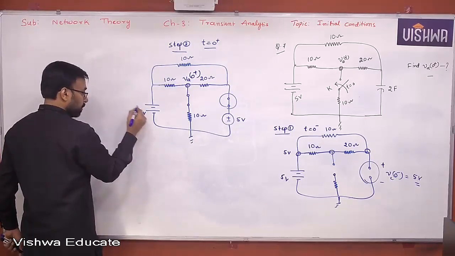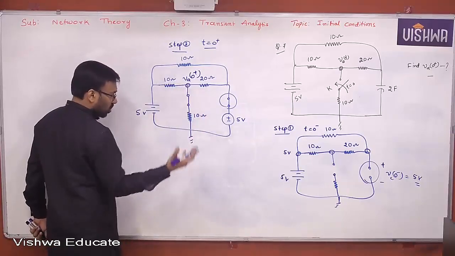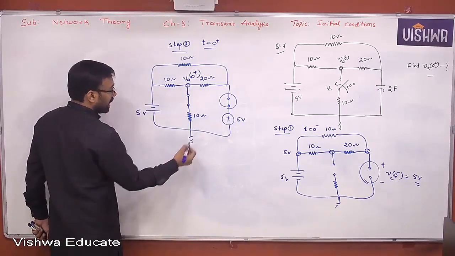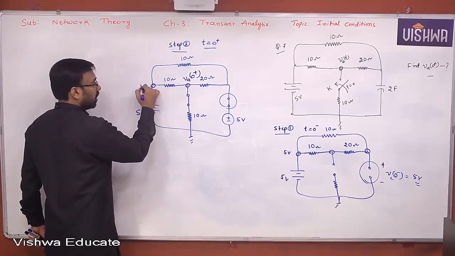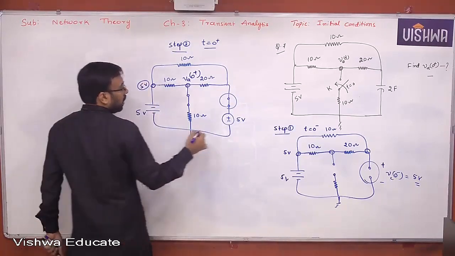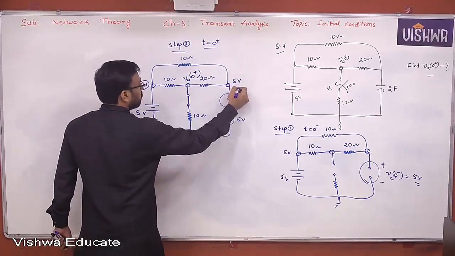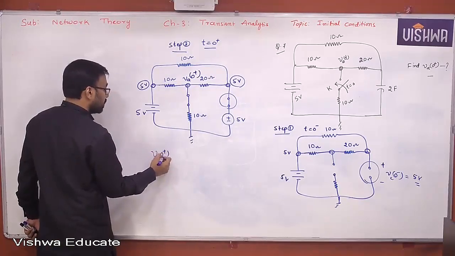Right. Now, let us find that VA of 0 plus. Now, it is as good as solving a simple network. Probably you can use node analysis. This already doesn't have any resistor, therefore it is 5 volts. It doesn't have any resistor, it is also 5 volts. So I think you can easily find VA of 0 plus.